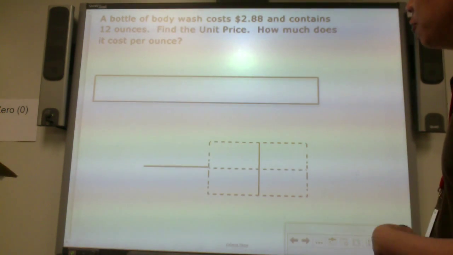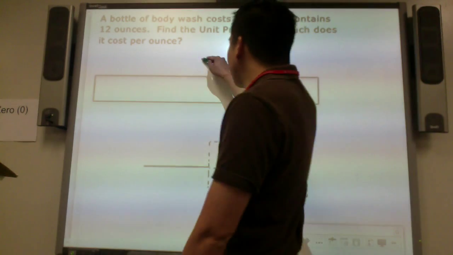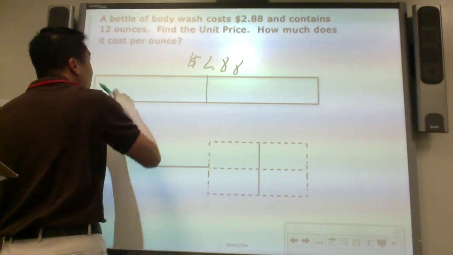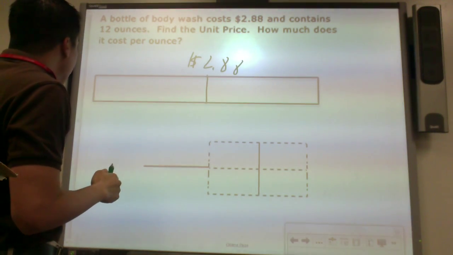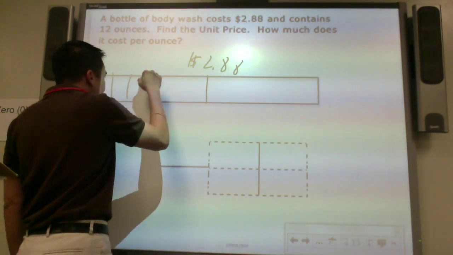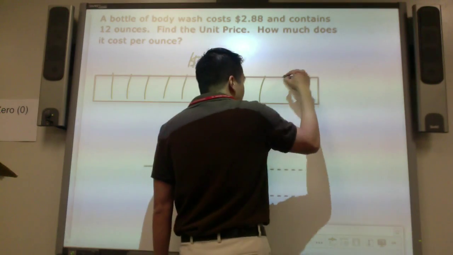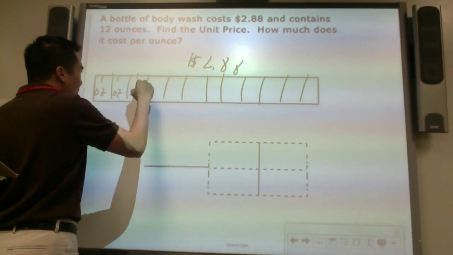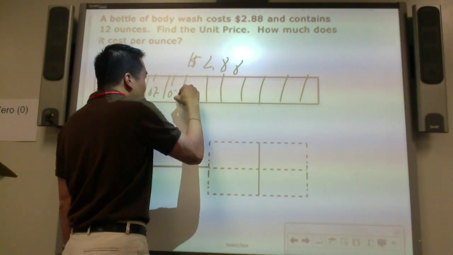A bottle of body wash costs $2.88 and contains 12 ounces. Find the unit price. How much does it cost per ounce? So this is 1 ounce, 1 ounce, 1 ounce, 1 ounce. So this is a bar diagram.